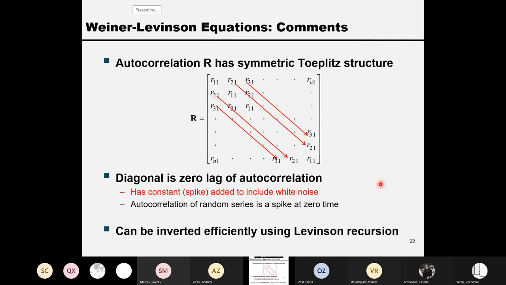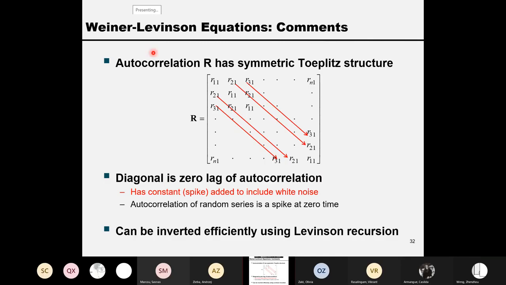Remember, when we talked about issues with a filter, if some component of the filter is zero, so one of the filter coefficients does not exist, we have trouble. So what we suggest is pre-whitening: we add something to the main diagonal. If we add something to the main diagonal, that means we're adding white noise. Let me explain why we add to the main diagonal. If the noise is random, its autocorrelation will have a spike at time zero, at zero lag, right? But the rest, because it is random, will be almost zero.